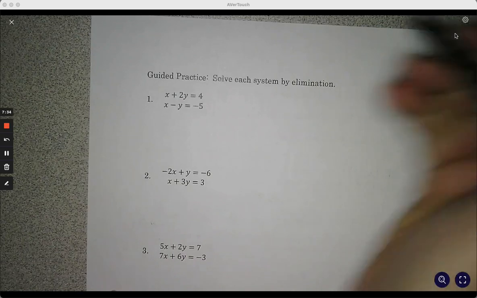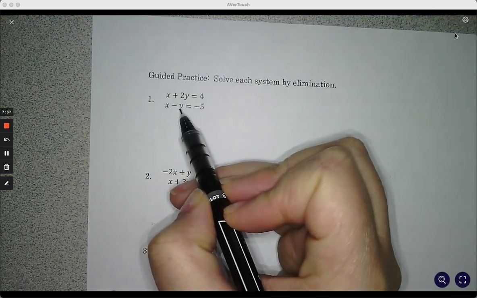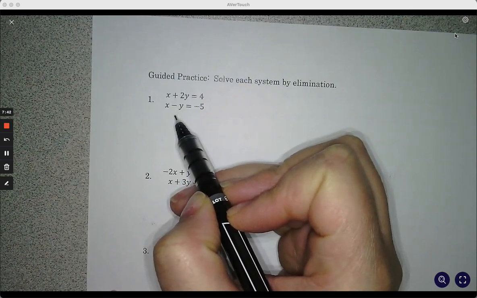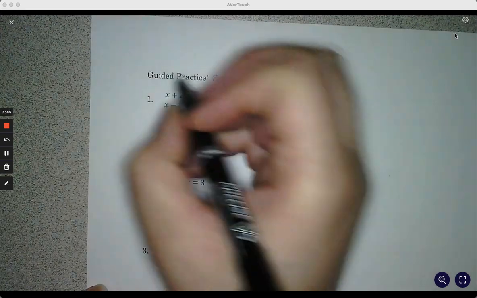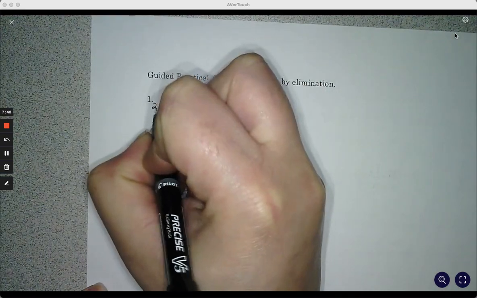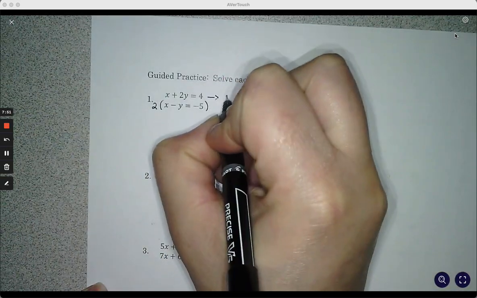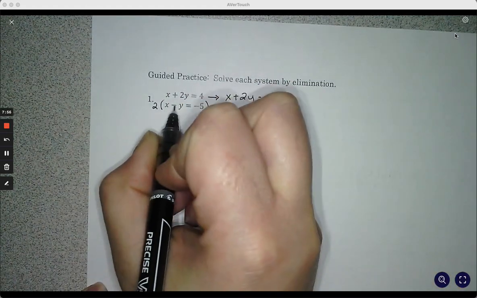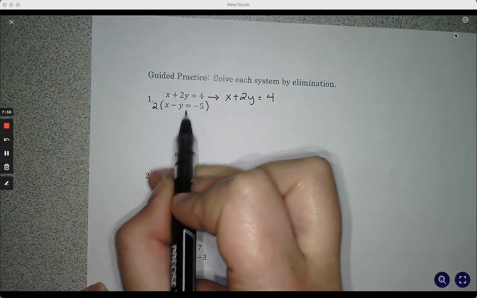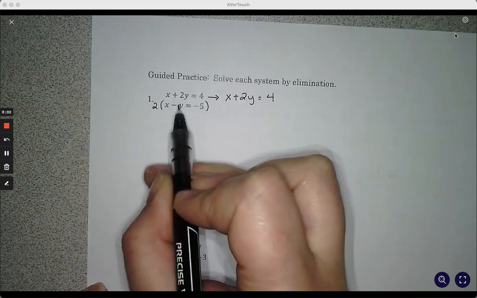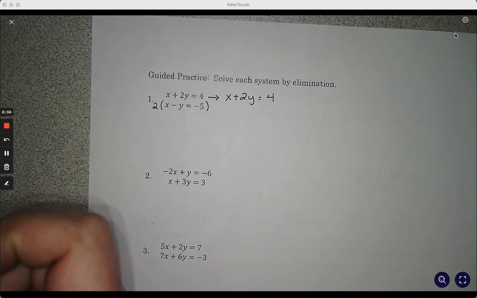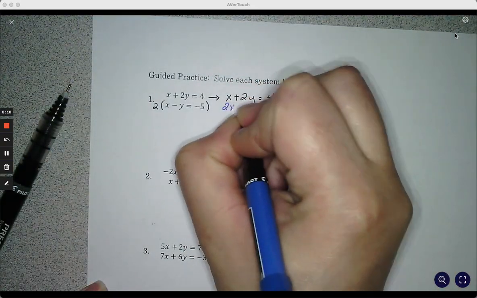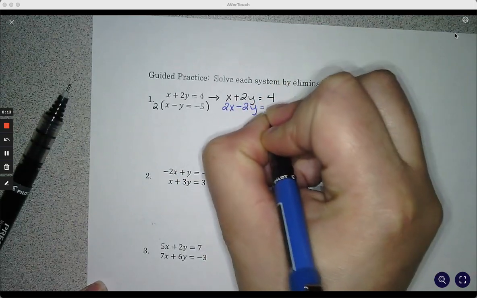What I do notice, though, is that this has a 2 in front of it and this one doesn't. So I am going to multiply by 2. Okay? So this one's going to stay the same. We have x plus 2y equals 4. And so when I multiply by 2, everything gets multiplied by 2 inside the parentheses. So we're going to distribute that 2 to everything. And it becomes 2x minus 2y equals negative 10.